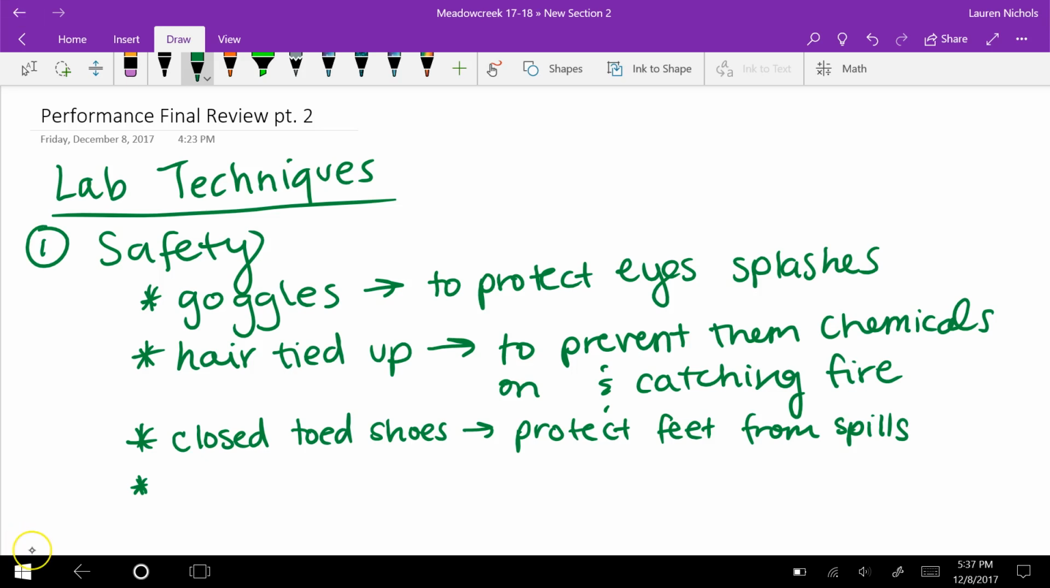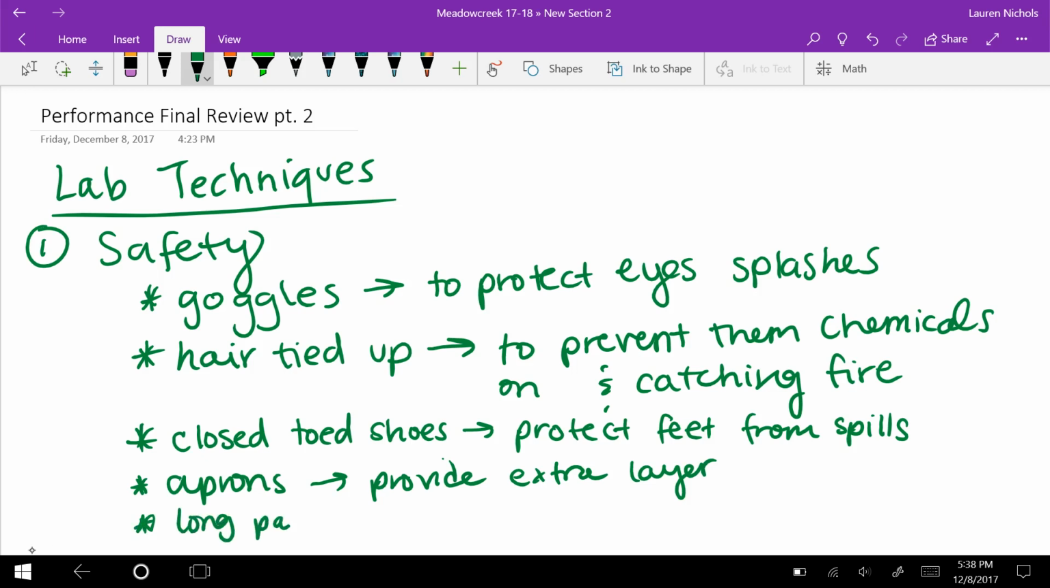We also need to use aprons. Aprons provide an extra layer between your skin and chemicals, and they also help you by protecting your clothes so that you don't get holes and things of that nature on them. We also wear long pants in lab. These long pants are going to protect our skin from spills, because again, it can splash when it hits the floor from spilling and rolling off the counter.